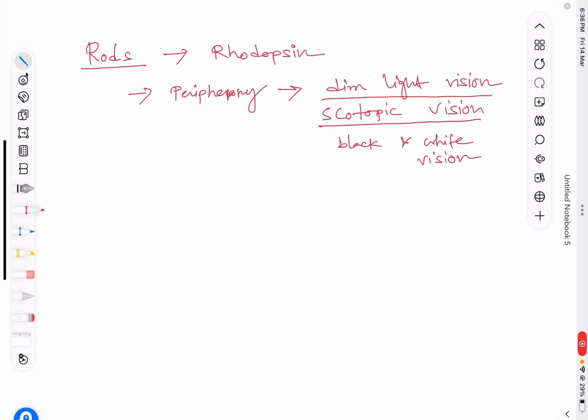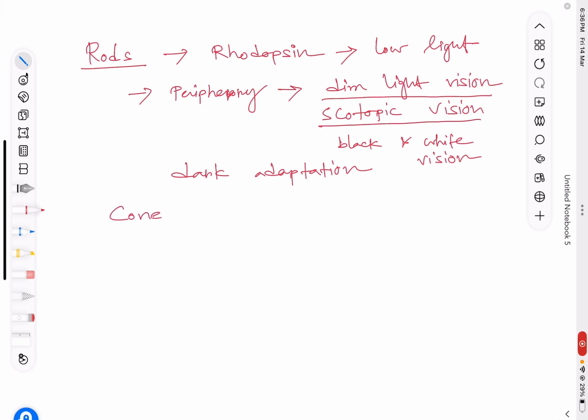It is very sensitive to low light. So when we study dark adaptation, this is the cell which is responsible. It is not sensitive to color, that is why it is black and white vision.